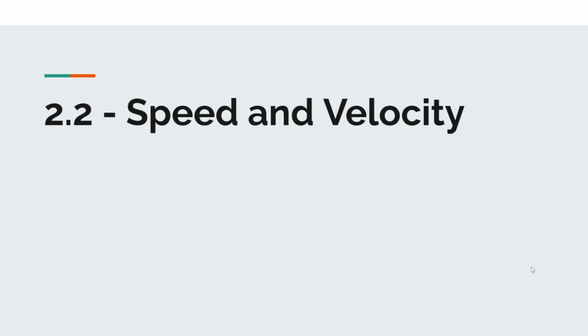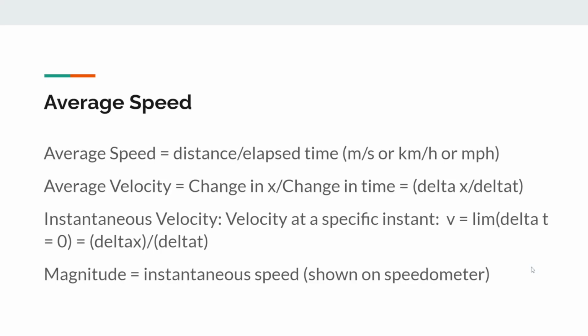So let's go over speed and velocity. Average speed is distance divided by elapsed time. Average velocity is change in x divided by change in time. So average velocity is displacement. Average speed is distance. Instantaneous velocity is the velocity at a specific instant, and its magnitude is the instantaneous speed, which is shown on the speedometer.